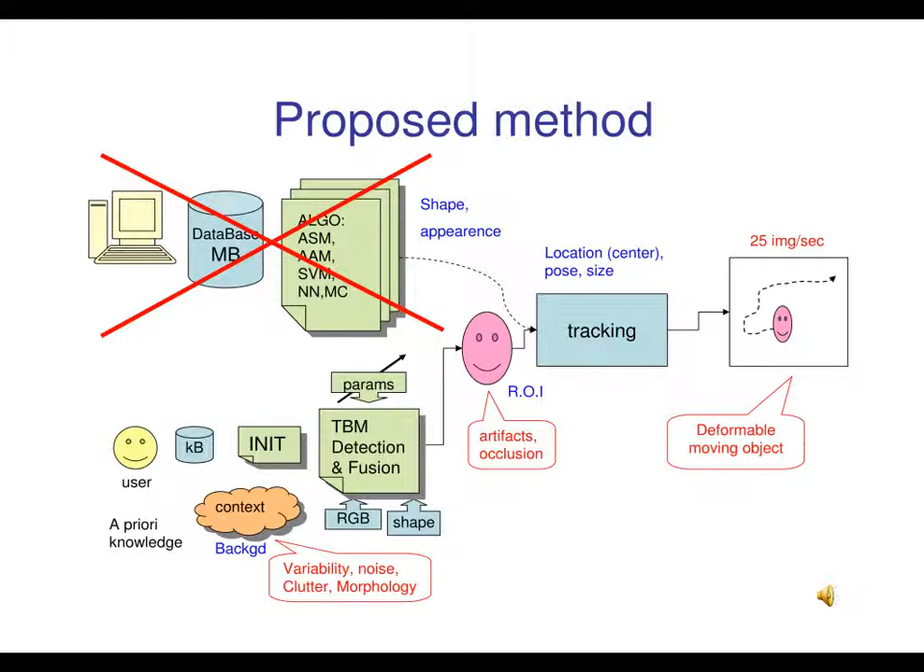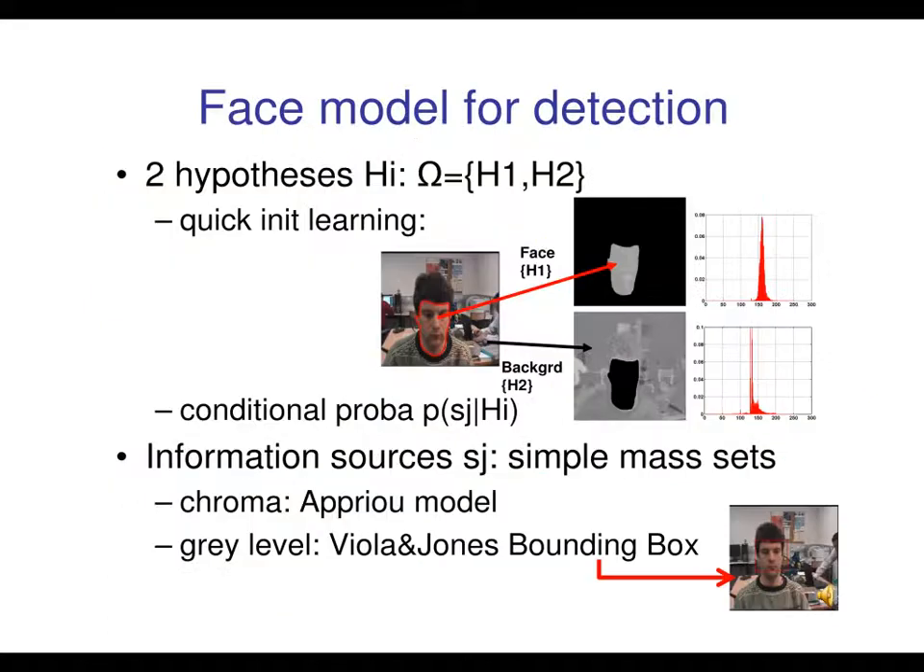So it is a semi-supervised algorithm which handles a priori context information and low-level data like color in order to account for the variability, noise, background, clutter, and morphology of the face. Then, a transferable belief model tuned with proper parameters yields the region of interest, possibly with artifacts and occlusions. This is the entry of a tracker that estimates in real time the location, pose and size of the face, so that the deformable moving object may be tracked at video rate.